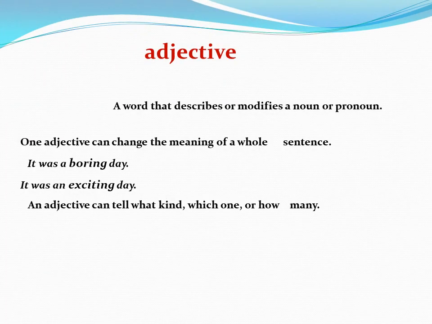Adjective. An adjective is a word that describes or modifies a noun or a pronoun. One adjective can change the meaning of a whole sentence. For example, it was a boring day. It was an exciting day. An adjective can tell what kind, or which one, or how many.